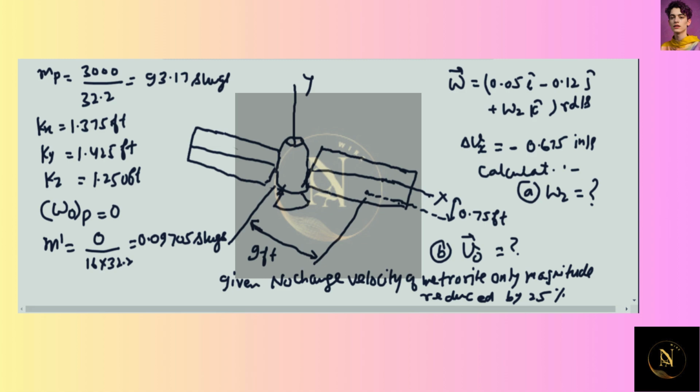Hello friends, here it is. The given coordinate axes represent the principal centroidal axes of inertia of a 3000 pound space probe. So the mass of the space probe is 93.17, converting the weight into mass by dividing by 32.2. It has radii of gyration kx, ky, kz, and its initial angular velocity is 0, when a meteorite of mass 5 oz strikes one of its panels at point A. So this is the point A.